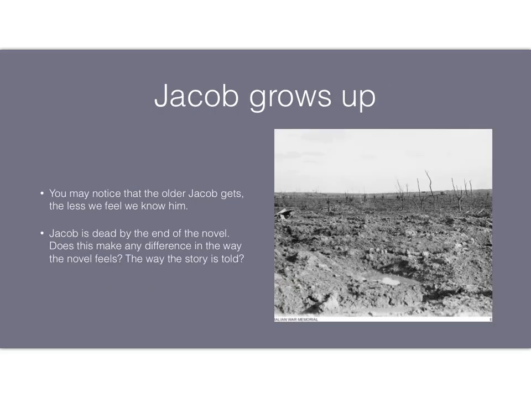The next big event in the novel is that Jacob finishes university. He's all grown up now, and ends up dead in the Great War. Do you feel that it's even harder to know the adult Jacob? That's because Woolf is interested in how human beings are fundamentally unknowable to ourselves and to others.